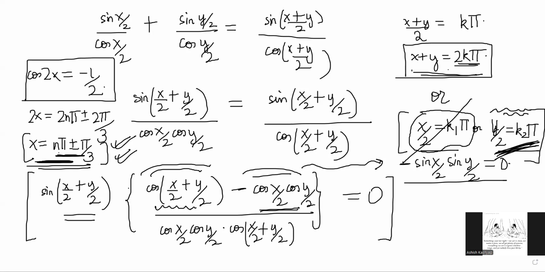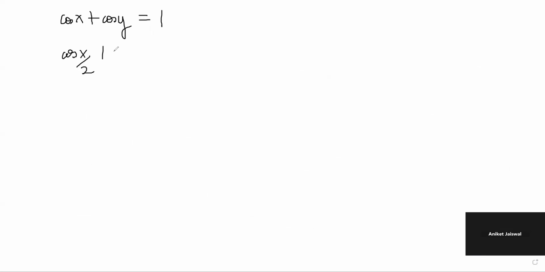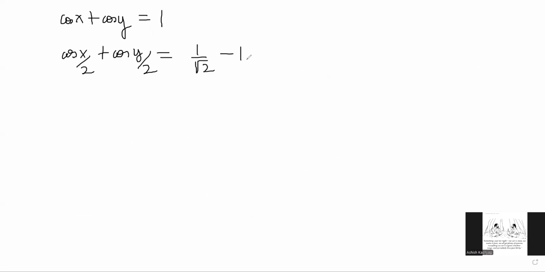Have you tried third question? Okay. The question is cos x plus cos y is equal to 1 and cos x by 2 plus cos y by 2 is equal to 1 by root 2 minus 1. What are you getting here?